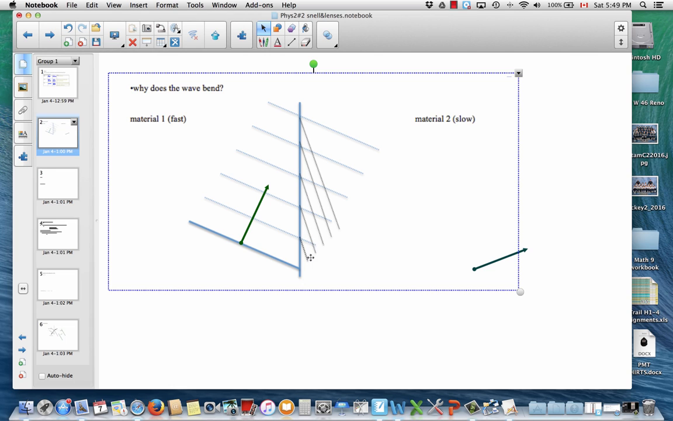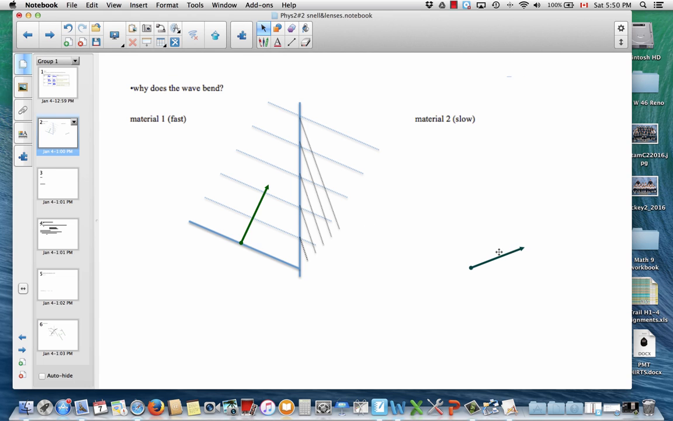The part that's been in the second material for the longest amount of time has fallen behind the most, and then the bits of it that have just entered this second material have fallen down the wavefront only by a little bit. So what you see then is that the wave in the second material is now traveling in a different direction. So the bending is due to the slowing down.